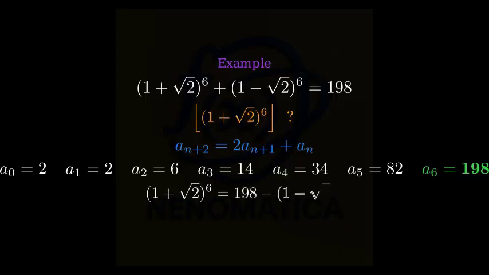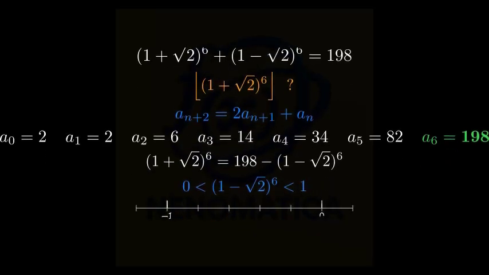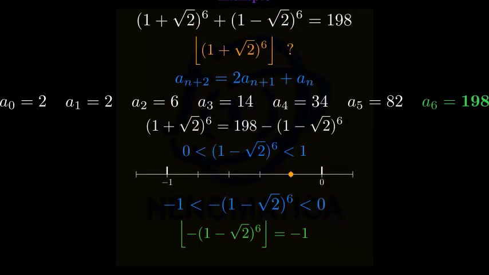From the identity, we can isolate the first term: (1 + √2)^6 = 198 − (1 − √2)^6. Now, note that the absolute value of 1 − √2 is less than 1. Raising it to the sixth power makes a very small positive number, strictly between 0 and 1. First, look at the negative of that tiny number. It lies strictly between −1 and 0. Therefore, the floor of −(1 − √2)^6 equals −1.